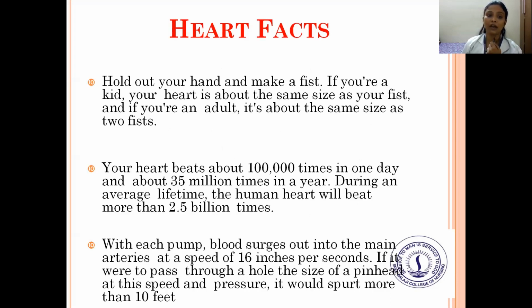The other heart facts are: hold out your hand and make it a fist. If you are a kid, your heart will be the same size as your fist. For an adult, it is about the size of two fists. So the heart of a kid will be very small, the size of a closed fist, whereas an adult's heart will be greater, about two fists.